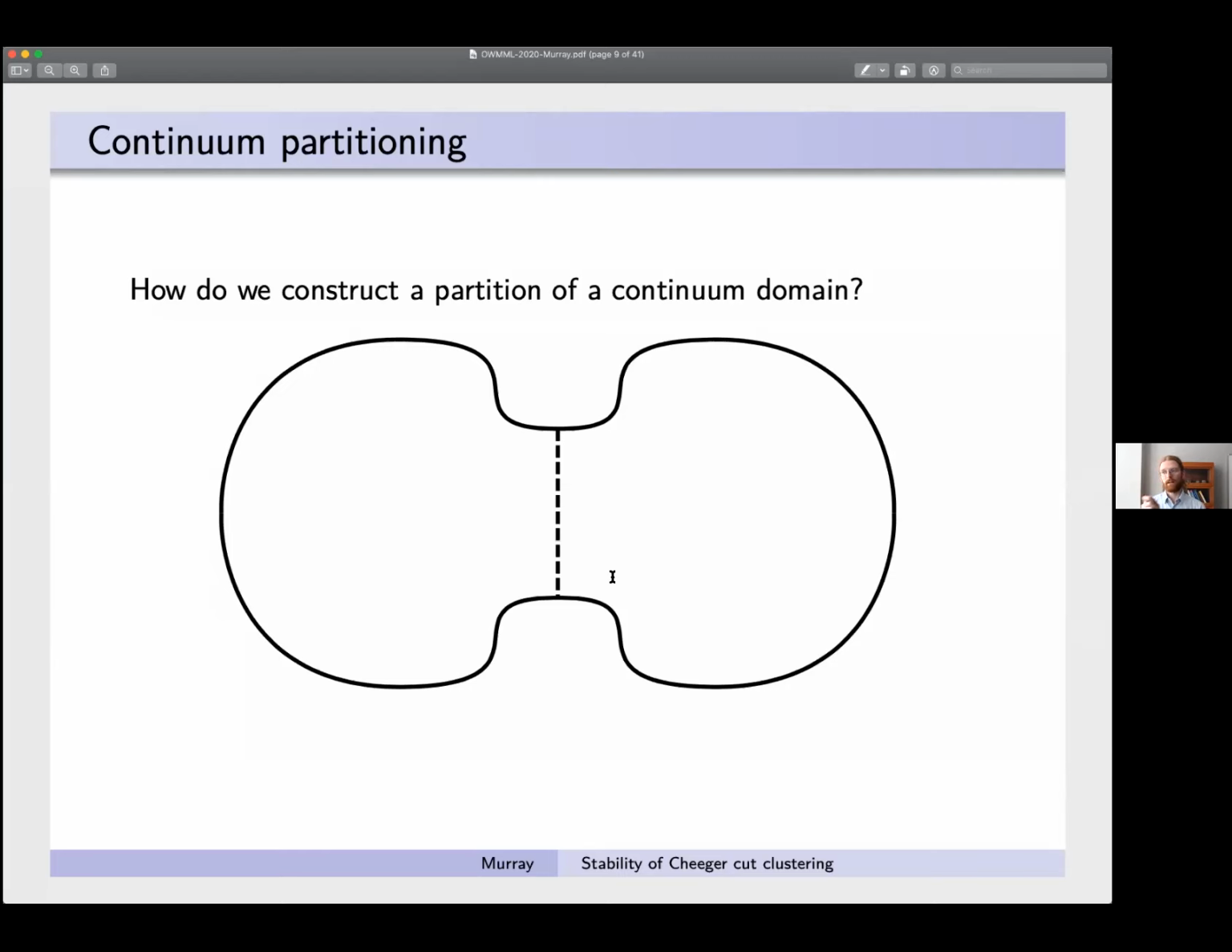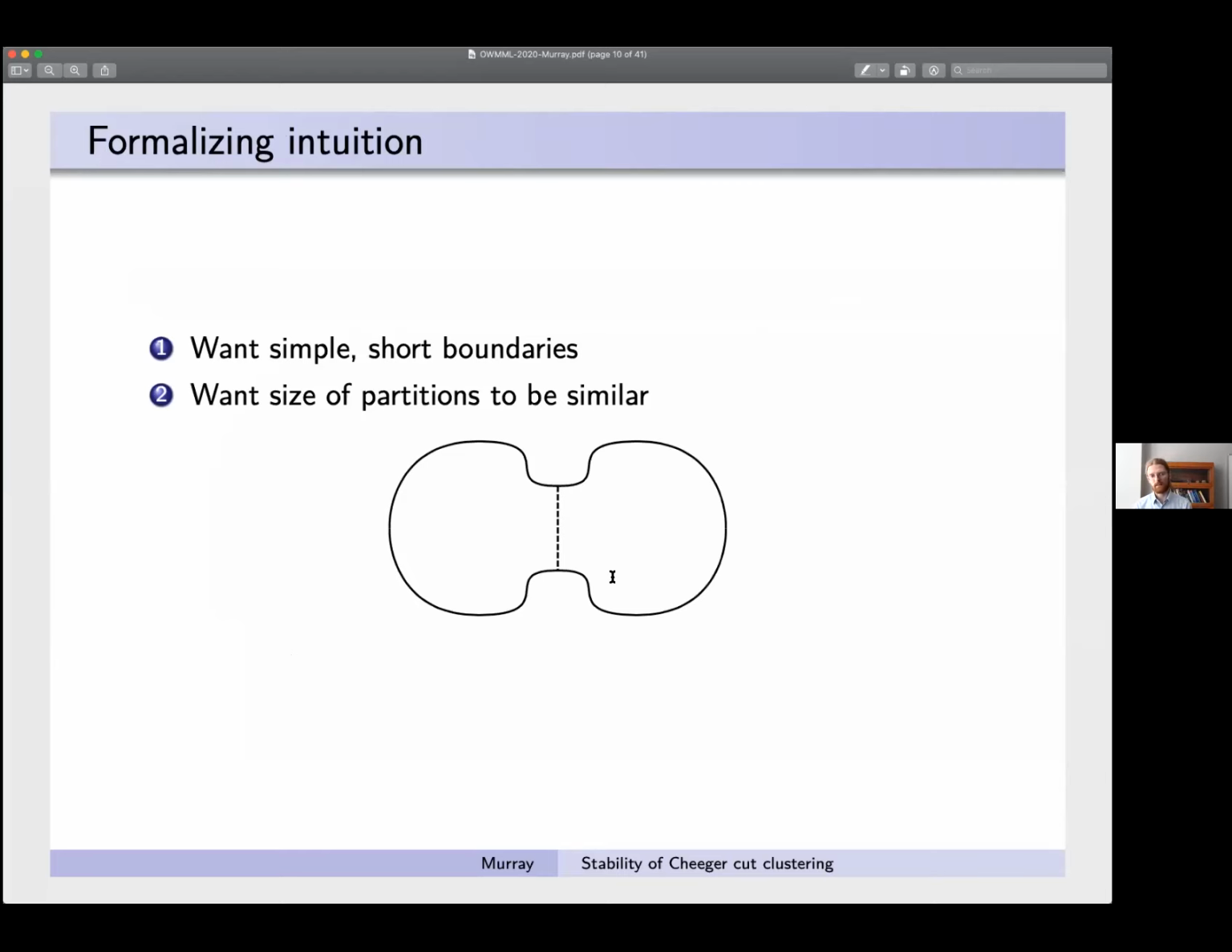Now, she could have drawn a line horizontally from left to right, or she could have drawn a very curvy line that is very irregular. But I think that most of us intuitively, when we think about splitting these domains into multiple pieces, want to do 2 things. We want simple, shorter boundaries. So we don't draw a squiggly line, we draw a straight line or something very similar to it, maybe a smooth curve. And we want the size of the partitions to be similar. So in this particular case here, the piece on the left and the piece on the right are exactly the same size.